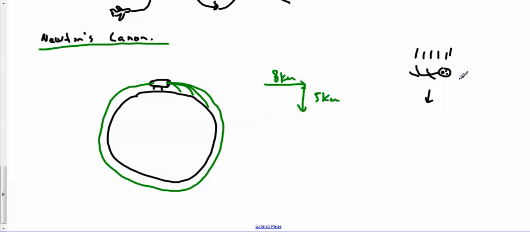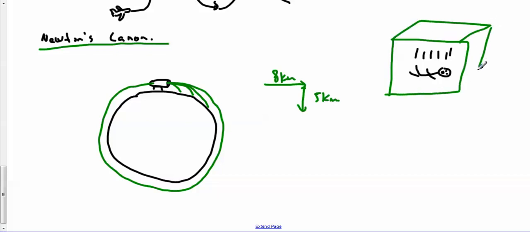One last little example. Here's you falling. You got pushed out of a plane, pushed out of the Vomit Comet. But now it's you falling in a box. Is there going to be a difference? And the answer is no. If you were in this box, you would be floating around just as the people in the International Space Station do, and just as this person would be floating around if they weren't in the box.